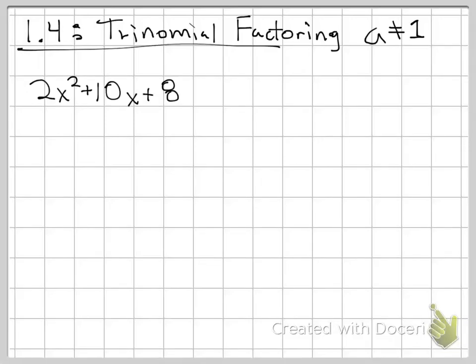Today we're looking at section 1.4, trinomial factoring when a does not equal 1. We have a coefficient out in front. That's all it means. Yesterday they were all x squared. Today we have numbers out in front. So, could you factor that?